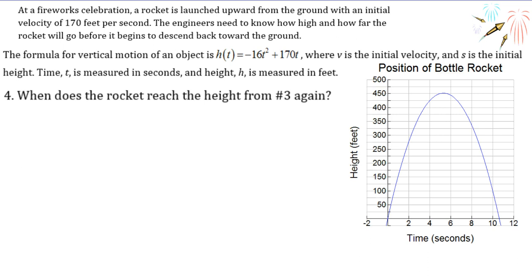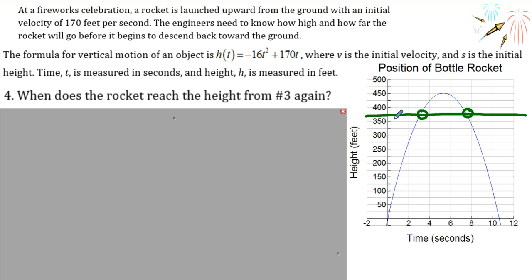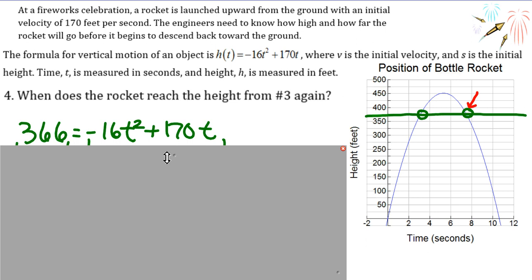Our next question says, when does the rocket reach the height from number 3 again? So our height of 366 feet. Well, the height, that's an output. And so they're giving us the output of the function. Could we find its other corresponding input? Graphically, if we drew that line, we can see there are 2 places that it happens. One's at 3 seconds, but now we're really interested to see at what time it reaches that height again.